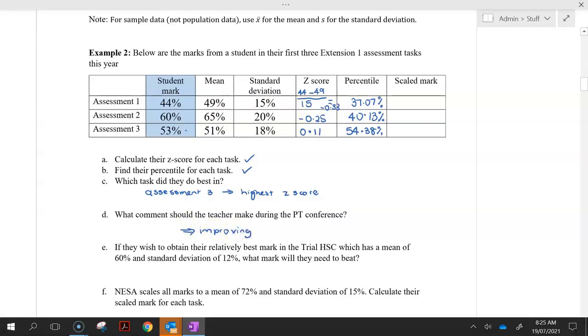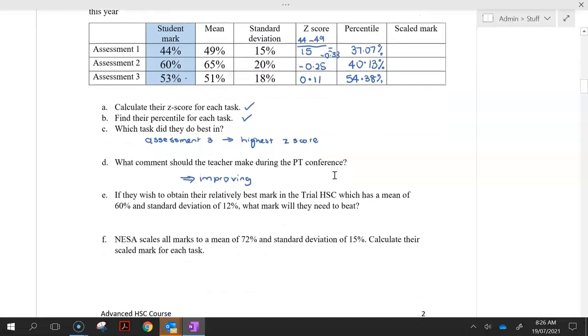justify it in your HSC. As you can see, their Z-scores have been consistently getting better to the point that they're now above average in extension 1. Part E, if they wish to obtain their relatively best mark in the trial HSC, which has a mean of 60% and a standard deviation of 12%, what mark will they need to beat? Well, they need to get a Z-score bigger than 0.11, and I'd leave that on my screen because you'll just have some rounding errors otherwise. It was 1/9 if you convert that to a decimal.